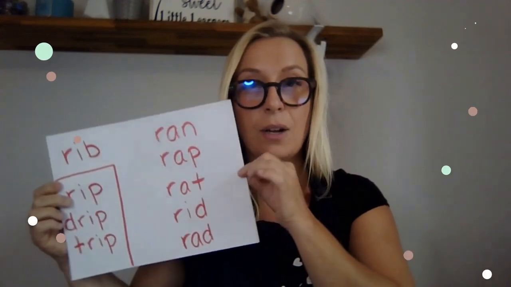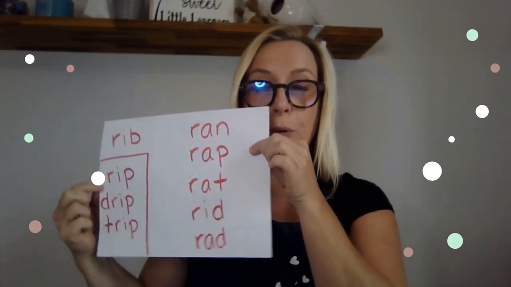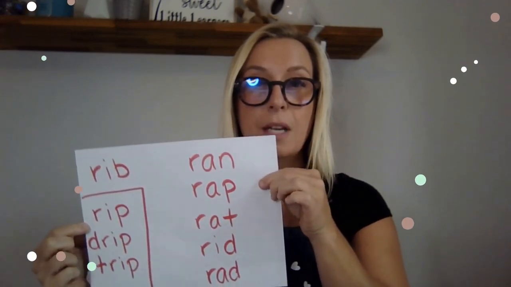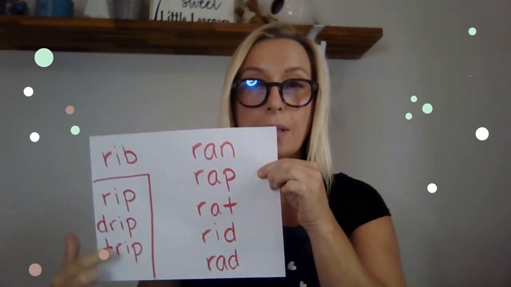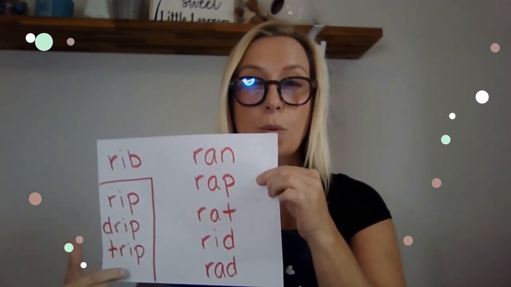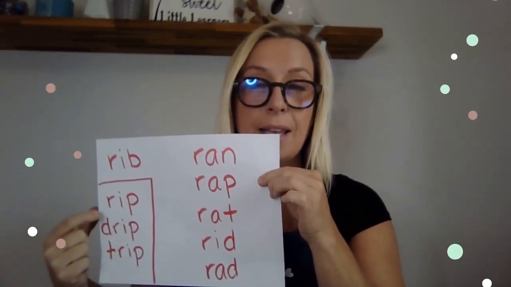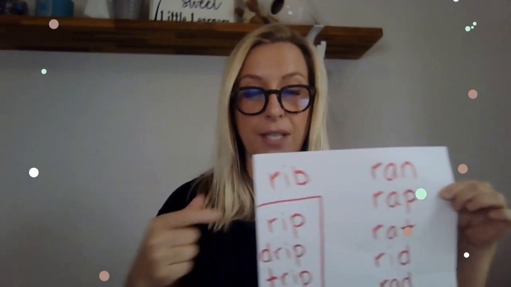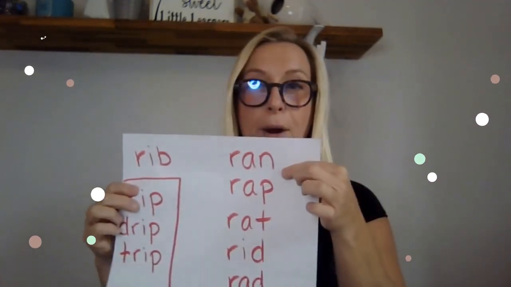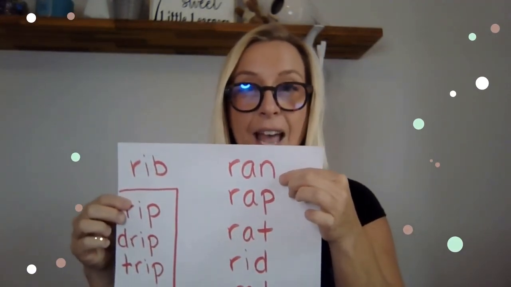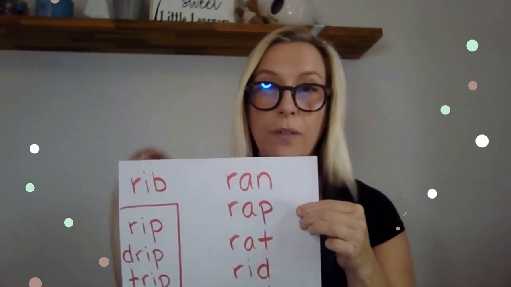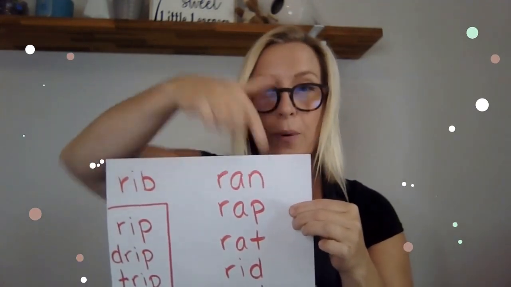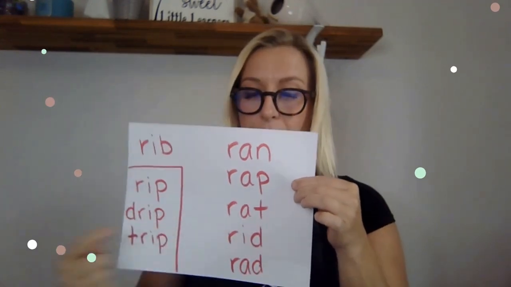I need lessons on how to hold my cards. All right. Rip. Drip. Trip. Rip. Drip. Trip. So this is the ip ending, the ip word family. Now we've seen these word families before over here. The an ending. An. Maybe look at your word family board and see if you can put ran where it's supposed to be.